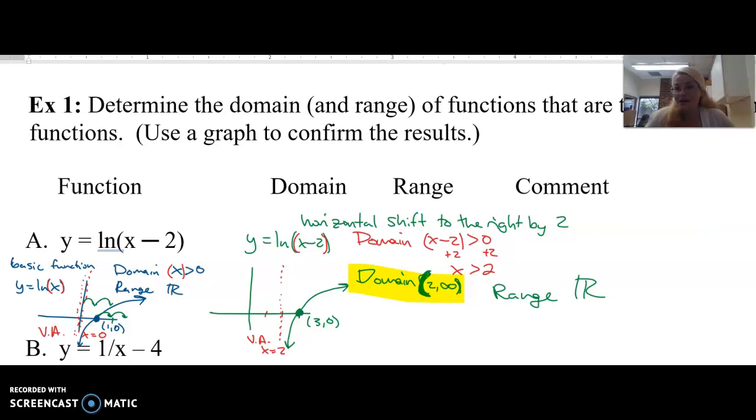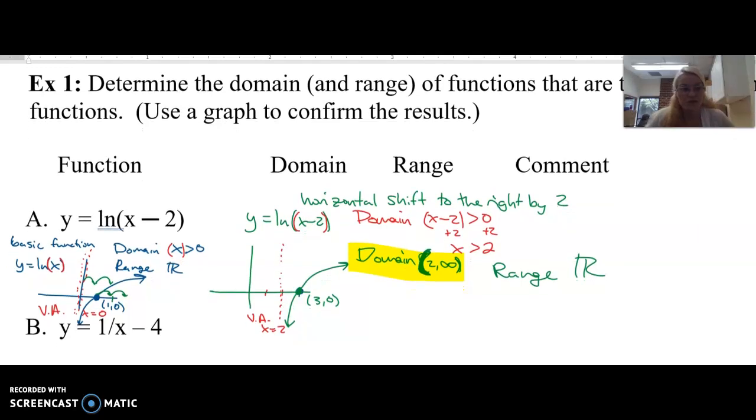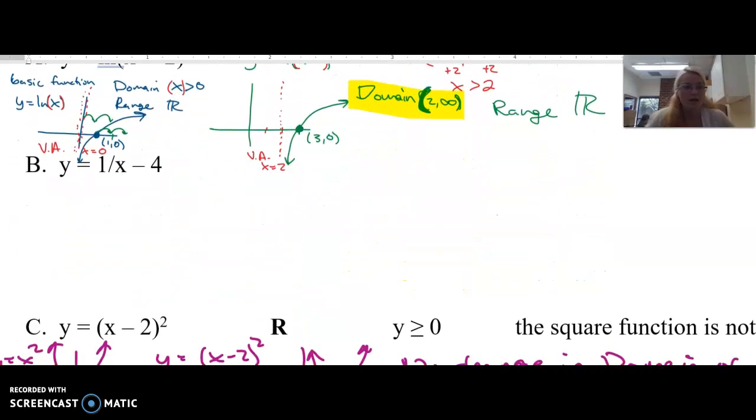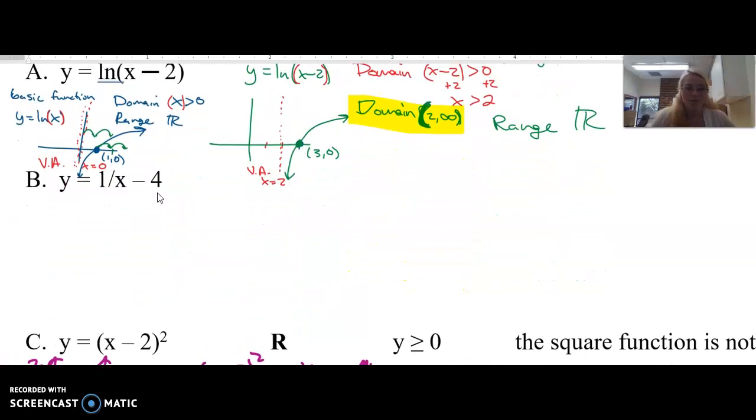Let's look at another example. Let's look at B here. y equals 1 over x minus 4. y equals 1 over x is our basic function, the simplest version of this guy. And again, it's my reciprocal function. So what do we remember? My domain is everything except x can't be 0, so I have a vertical asymptote at x equals 0. And what was the range?